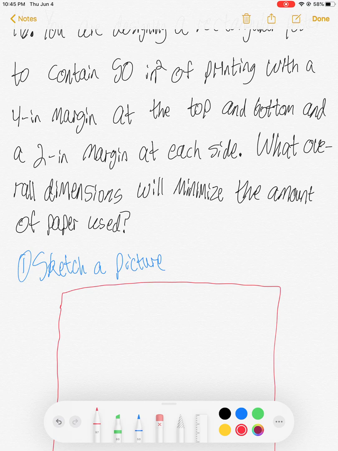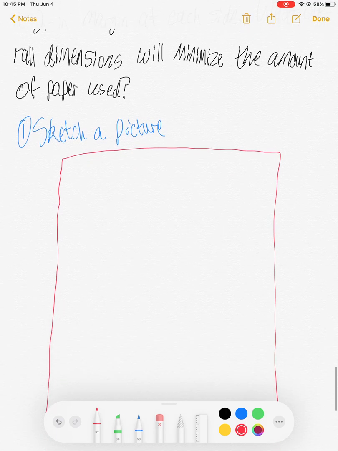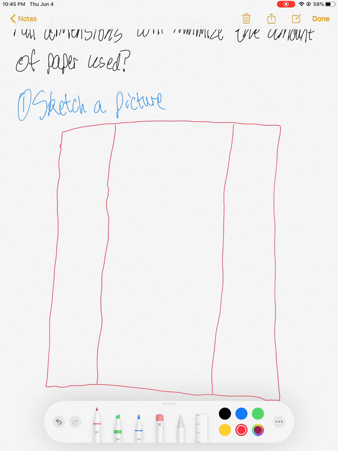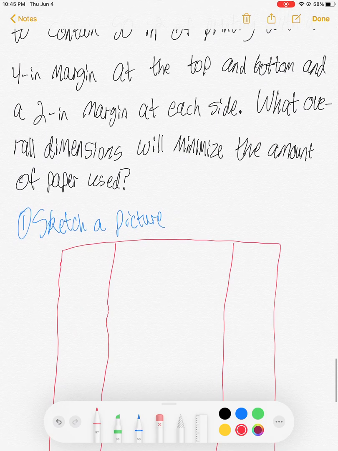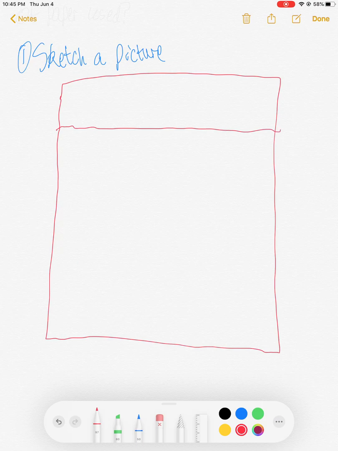So in this case, let's start with a rectangle. Let's make our picture nice and big. Okay, so we're going to have some sort of rectangle here. We have a 4-inch margin at the top and bottom and a 2-inch margin at each side. So I'm going to mark off, we'll call it 4 inches, there and there.